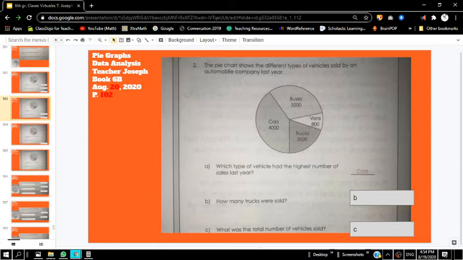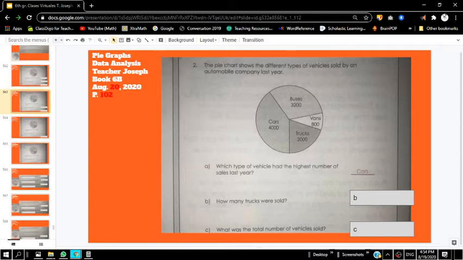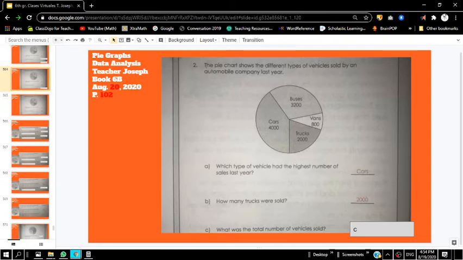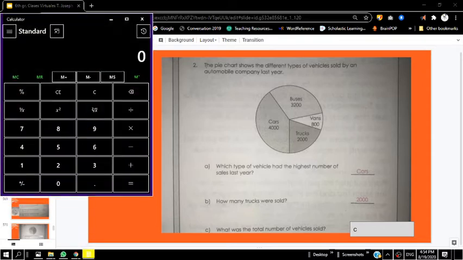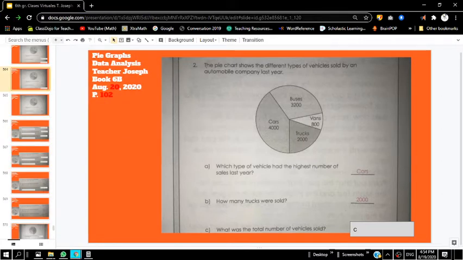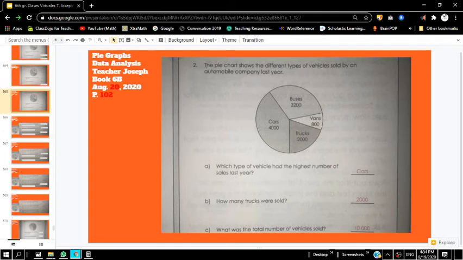Letter B says, how many trucks were sold? Trucks represents 2,000 of the total number of vehicles. And letter C says, what was the total number of vehicles sold? Again, we need to add up each one of the numbers. 4,000 plus 2,000 plus 3,200 plus 800. This can probably be done in your head, and it is 10,000. If I did that correct, let's hope. All right, yeah, 10,000 vehicles were sold total.